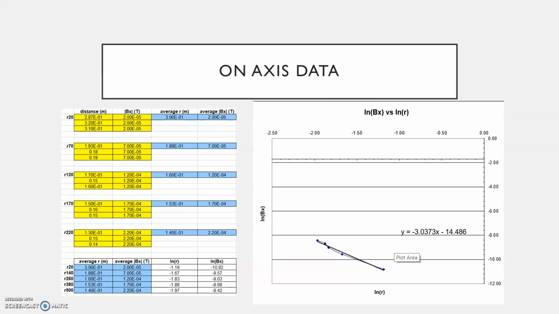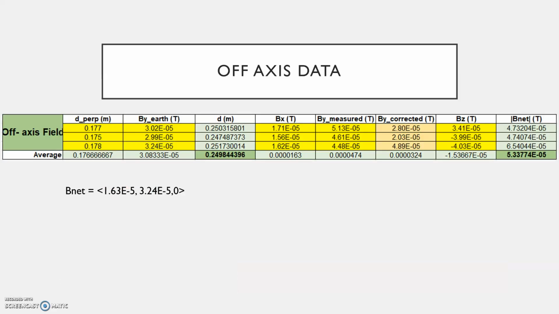So this shows my on-axis data. You can see the distances and the averages for them, as well as a graph. I used a natural log graph because I knew that it wouldn't be a linear relationship, so the natural log made for an easier regression. And this is the off-axis data. We can see the x components and the y components and the z components, and that the y component had to be corrected by subtracting Earth's magnetic field.